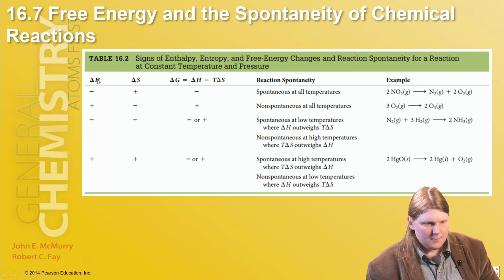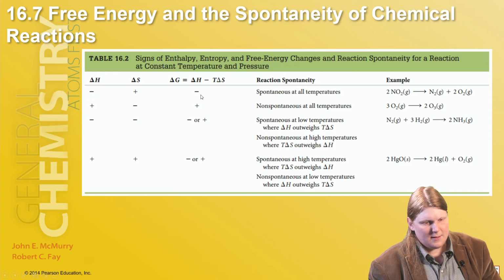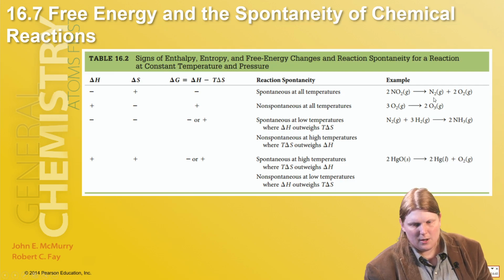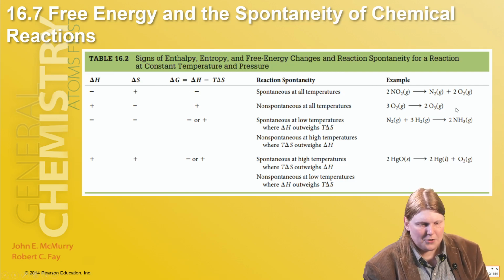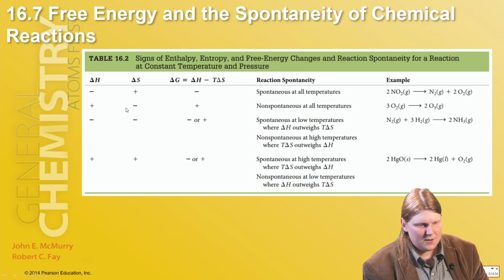So when delta H is negative and delta S is positive, that results in a delta G that is always negative. If you look here at the problem, if delta S is positive, then this term will always be negative, and this term is always negative. So that means delta G is always negative, resulting in spontaneity at all temperatures. Similarly, if these are reversed, if delta H is positive and delta S is negative, then delta G will always be positive, and we'll see non-spontaneous at all temperatures.